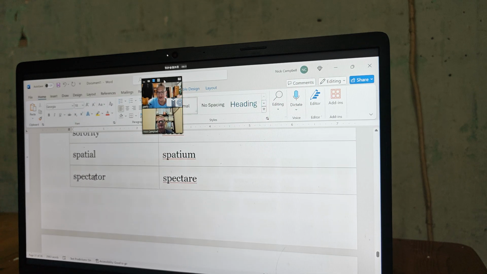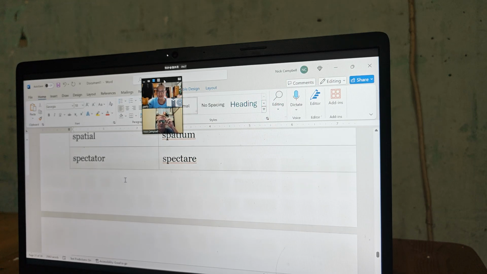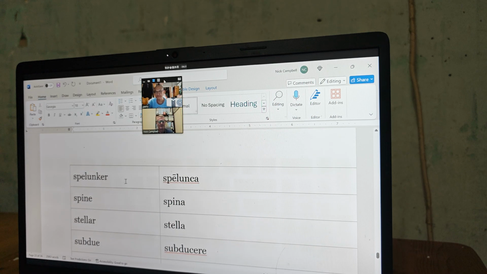Spectator, because of the auditoriums where they had all the seats going in a circle like this. So we get spectacles, glasses. The word for glasses is spectacles, the old word. So spect is to do with viewing. So we get this.